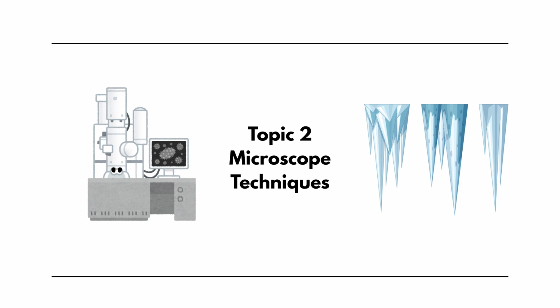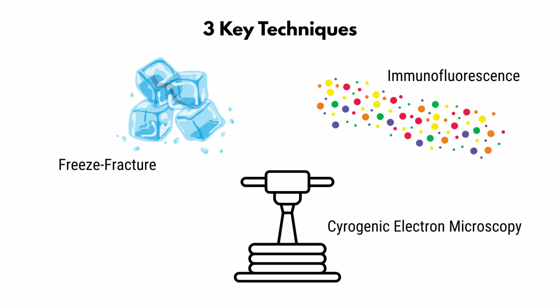Now let's go into some microscope techniques. Microscope techniques are probably what most of the microscope questions on the IB exam will look like, and there might be a few calculation questions on it as well, but let's cover the microscope techniques first. Now for the IB exam, there are three key techniques that you want to know: the freeze fracture, the immunofluorescence, and the cryogenic electron microscopy technique.